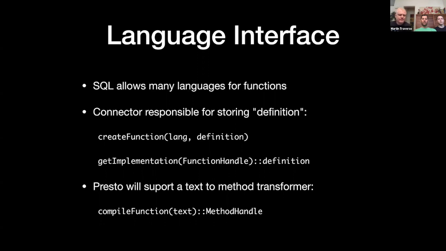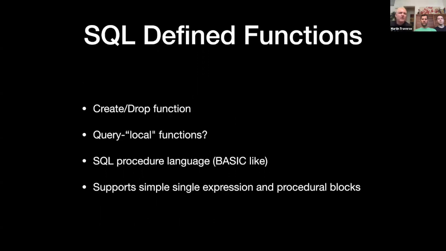I think I missed a point. Oh, yeah. One of the things we are thinking about, beyond just having create and drop function, which would modify a global catalog for everyone, is to possibly support a query local function. So think of having a with function, like a with expression inside of an existing query. Currently, with expressions are only for defining local views, so a table. This would allow you to define a function that's local to only that query.